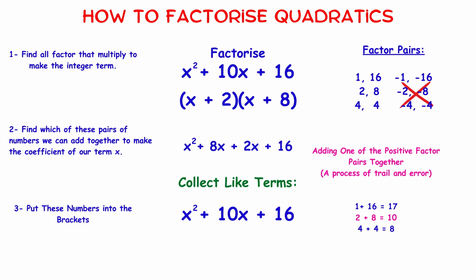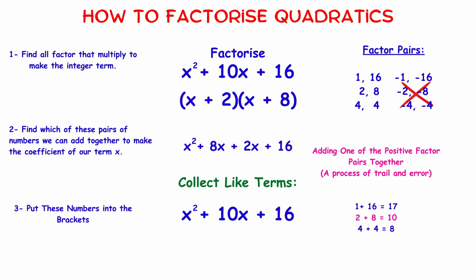Next, it's just a process of trial and error to see which pair works. 1 plus 16 is 17, not 10, so we can cross that one off. 2 plus 8 is 10 though, so that's probably the one that we need. But just to double check, we should try the last one and do 4 plus 4, which is 8. So that's not correct, and now we can cross that one out.